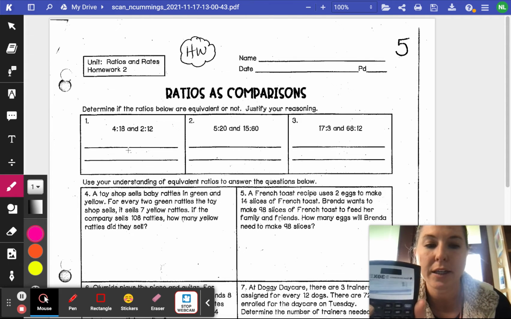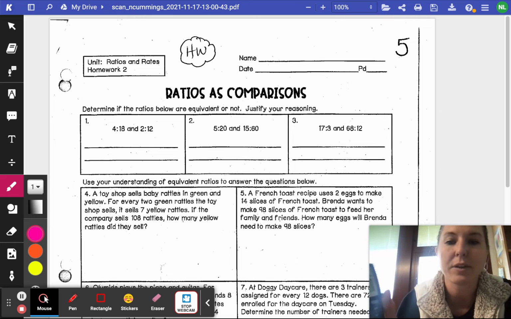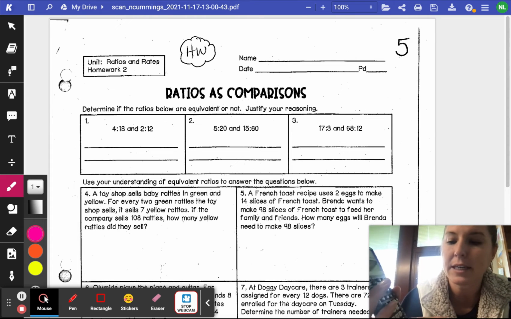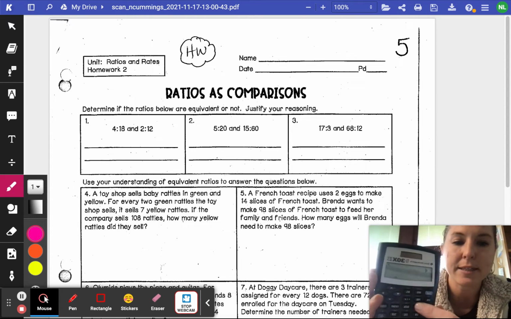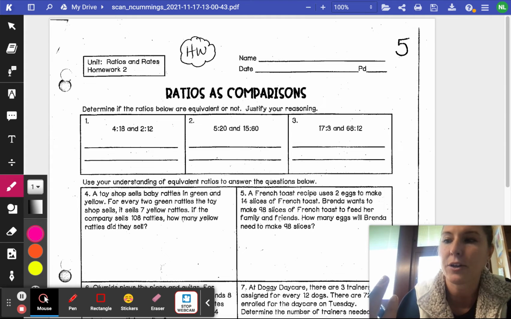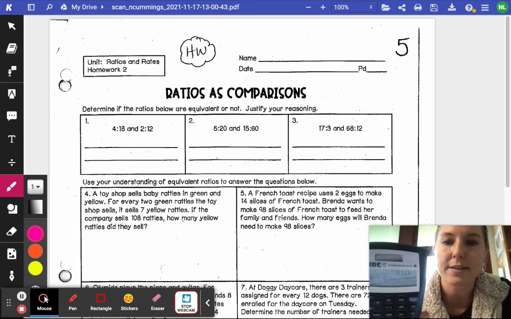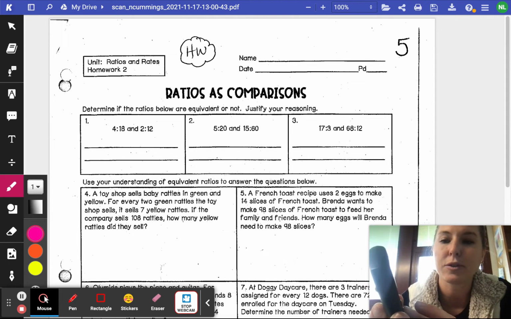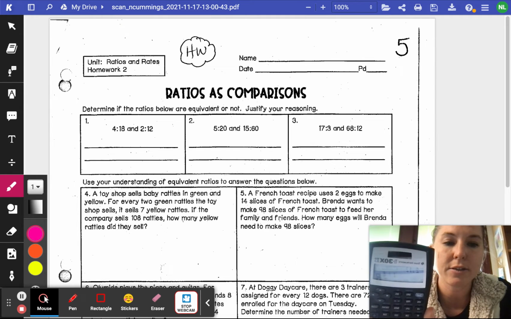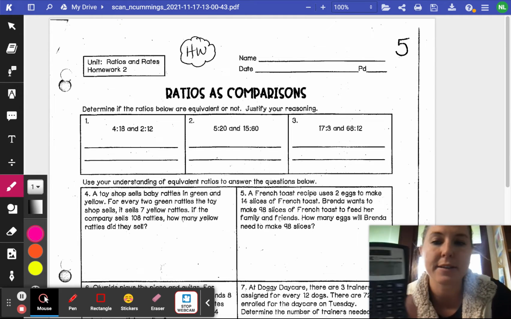If you have your calculator, you can simply put them both in as fractions. So 4/18ths, you're going to do 4 ABC 18, and you can see that that simplifies to 2/9. You'll take 2/12 or 2 to 12 and do 2 ABC 12, and you'll see that it's 1/6. So they are not the same.